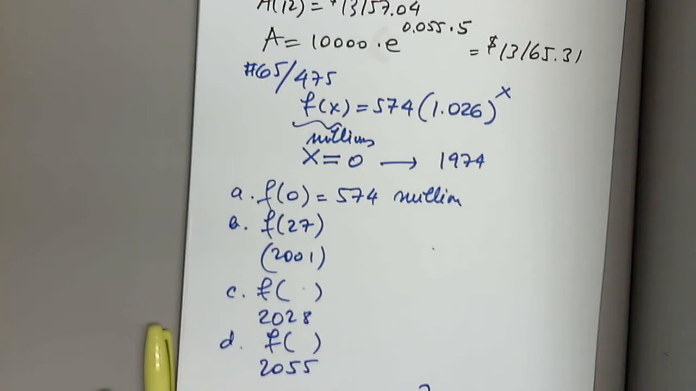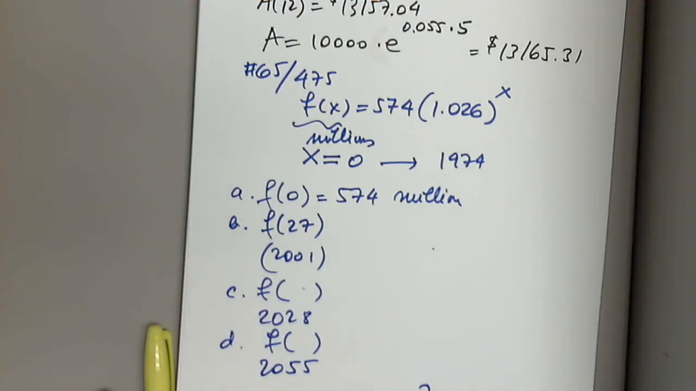So x equals 0. In 1974, India had 574 million people. In part B, we're asked to find f of 27. What does f of 27 represent? If we add 27 years to 1974, what do we get? 2001. So in 2001, x equals 27. Let's go back to our graphing calculators.